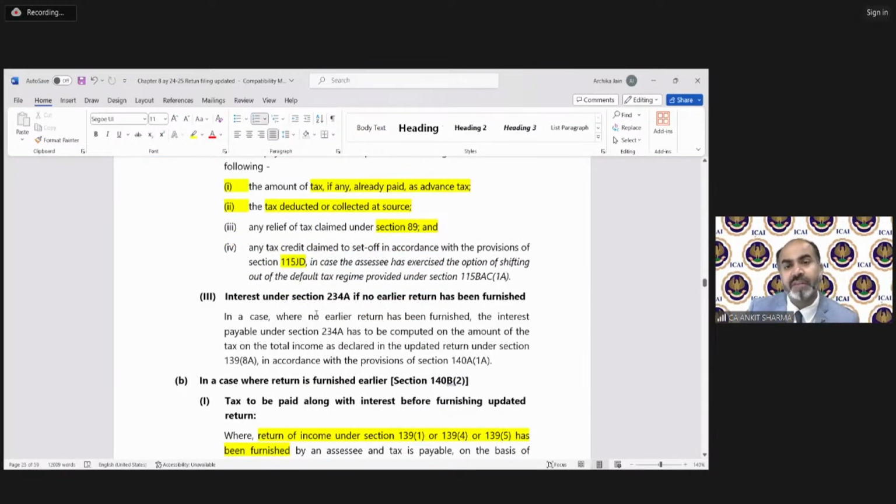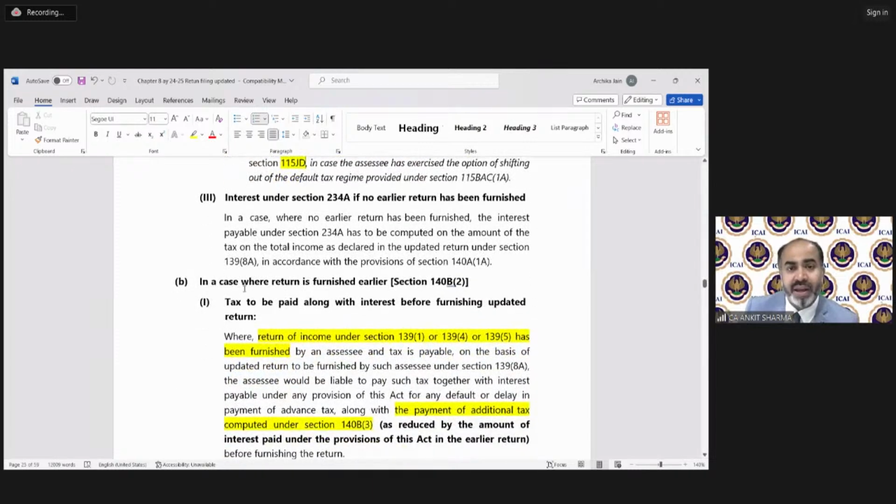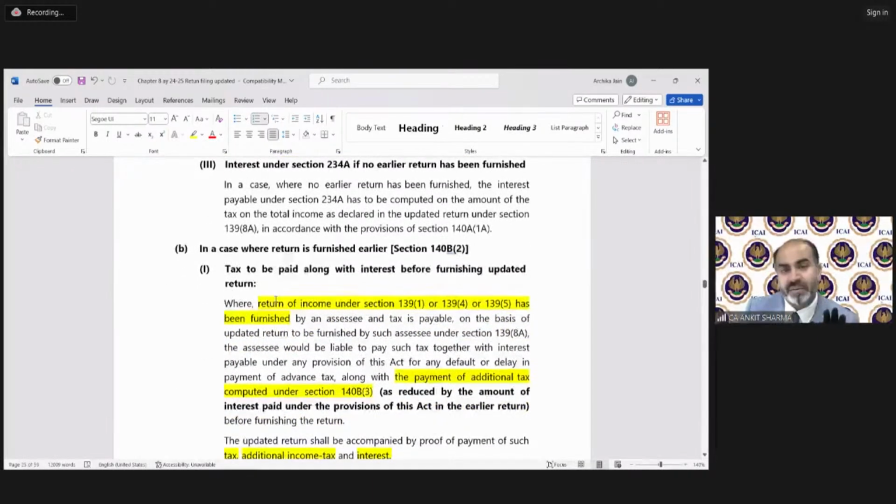Interest on section 234A, if no early return has been furnished, the same calculation applies to calculate interest under section 234A also. There is nothing new. In a case where the return is furnished earlier, in this case we have to pay tax net of whatever we have paid in the early return, that is going to be reduced. For example, earlier there was a tax liability of 20,000. We have paid that, we have filed our return of income.